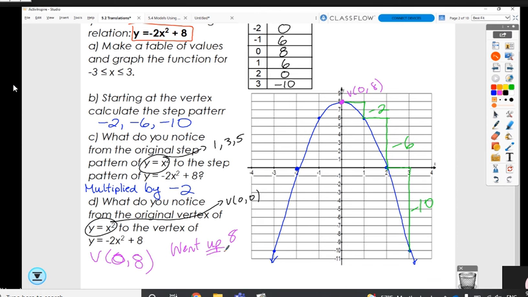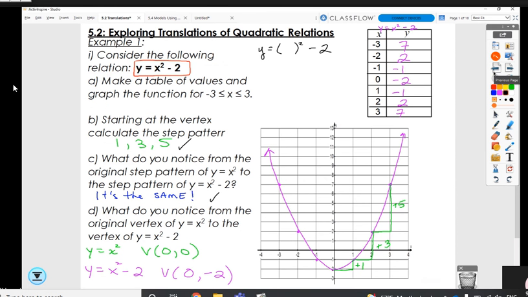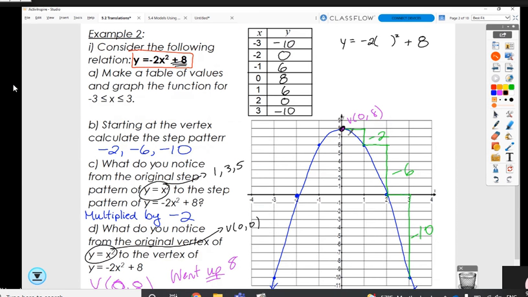What do you think that this constant term might do to the parabola? What do you think, Kent? Pardon me? It is the y-intercept, absolutely. But what's actually happening to the vertex? Because when this was -2, look where our vertex is. Yeah? When it was +8, look where our vertex is. So what do you think? It kind of determines the vertex. Yeah, I think I agree with that.